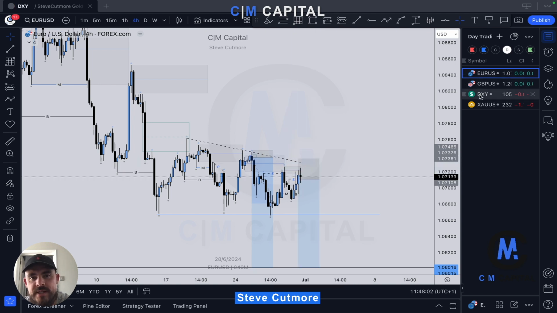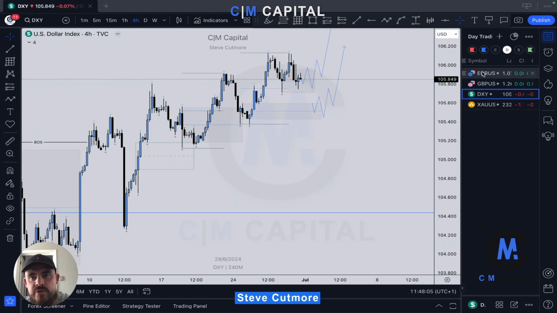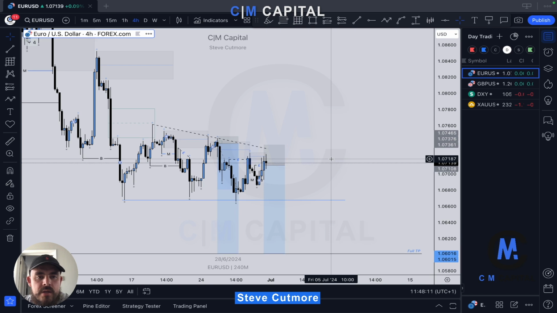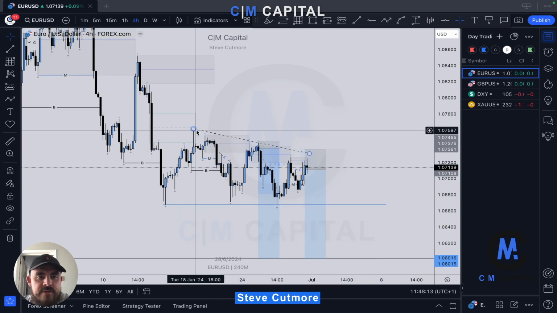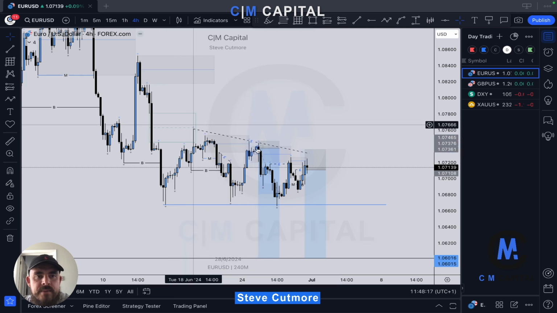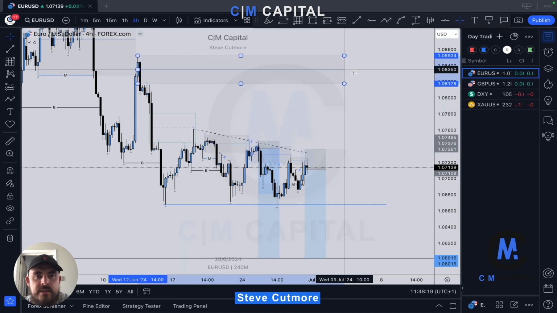If it does want to go to that secondary level, we could see Euro US dollar push up, take out these highs before dropping. So we'll just have to wait and see on that, because this level here could be classed as a liquidity level to then push up into these higher levels that have not been tested yet.